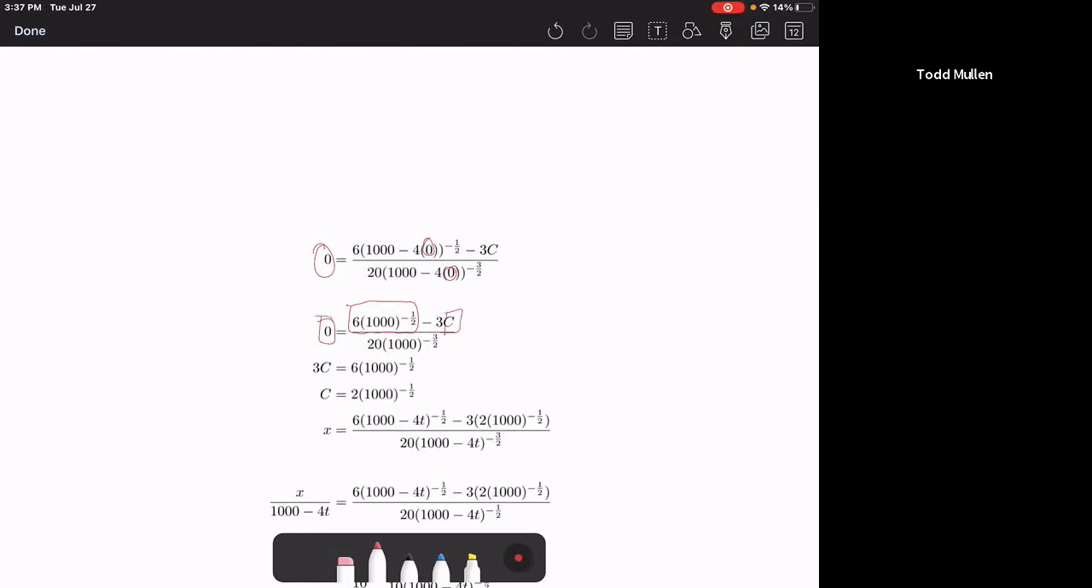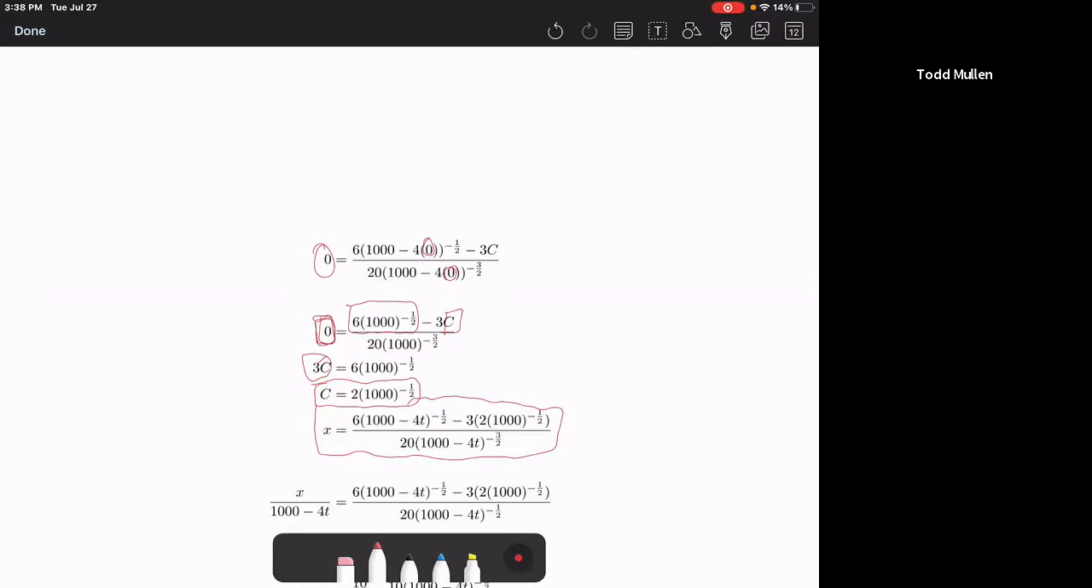So since the whole thing is equal to 0, we can just forget about the denominator. So the numerator is equal to 0. So we get that 3c is equal to 6 times 1,000 to the power of negative 1/2. And that gives us that c is equal to 2 times 1,000 to the power of negative 1/2. So we get this long equation for x in terms of t. But now recall in the previous question, we couldn't just plug in 0.09 for x. We had to plug it in for x over 1,000.